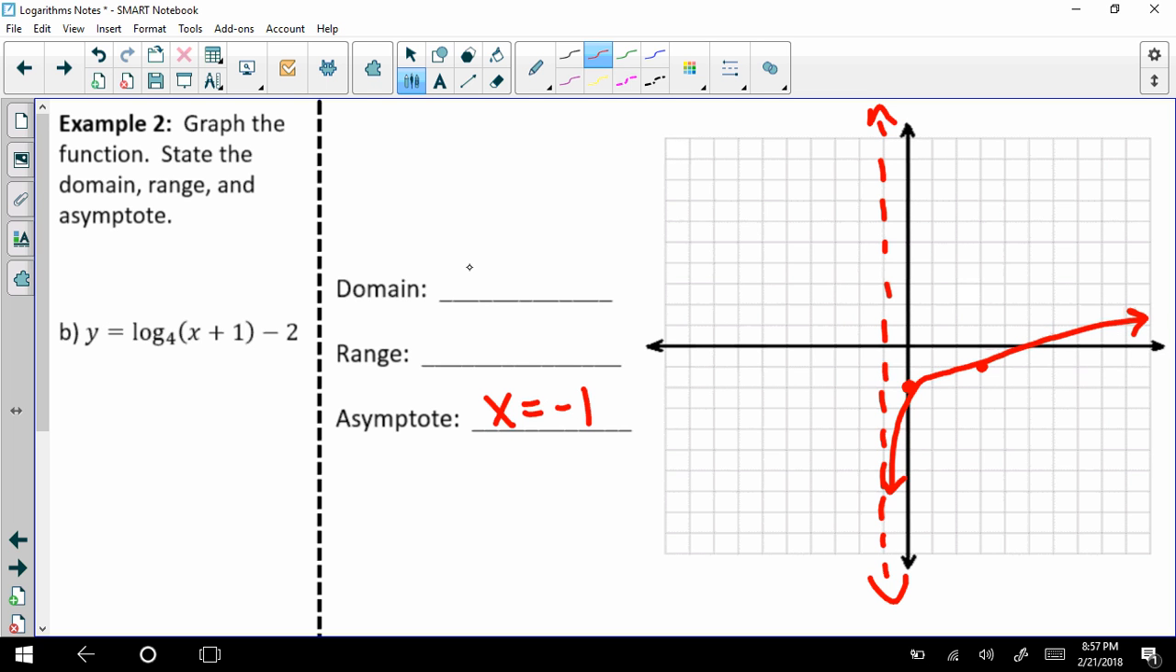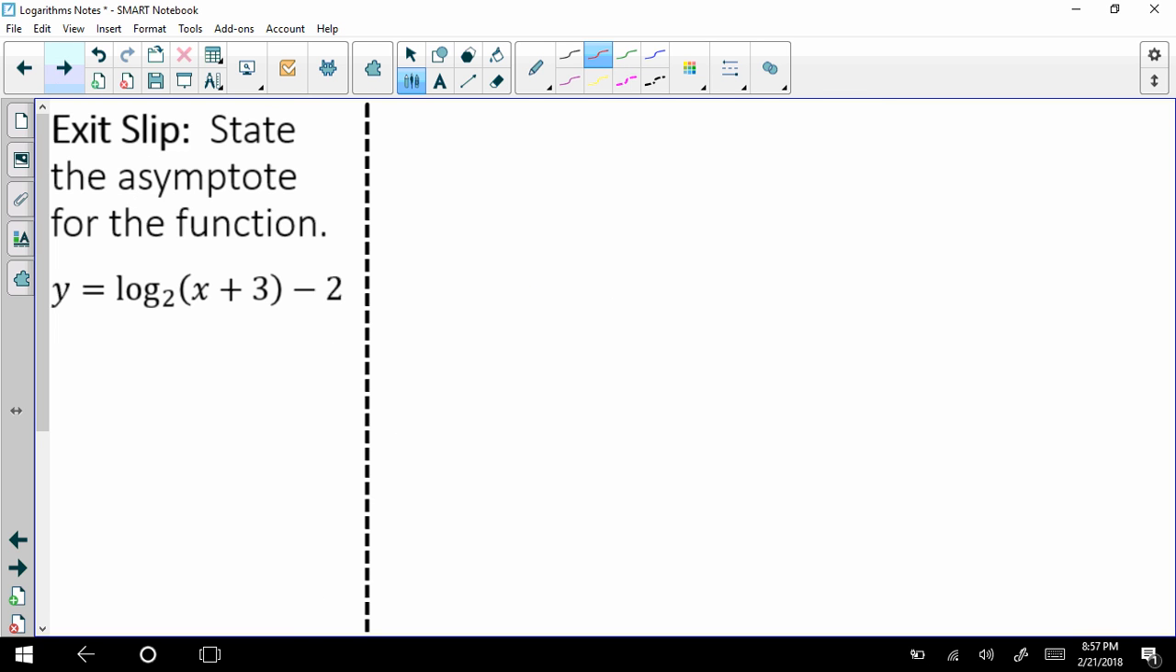Domain matches the asymptote, so x, negative 1. We're using all the x's to the right, so x is greater than negative 1. And the range for log functions is always all real numbers. We're going to use all the y values. There's no restrictions on y. Good. All right, so last problem.